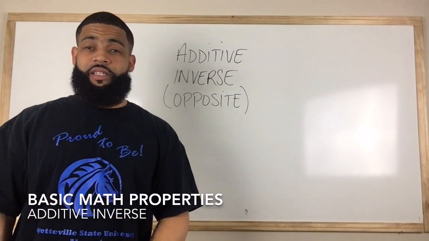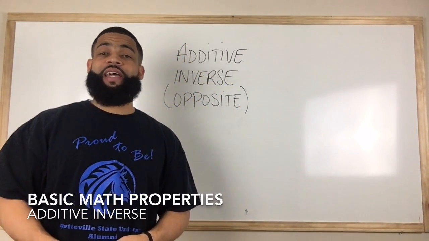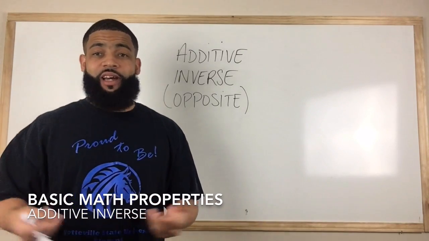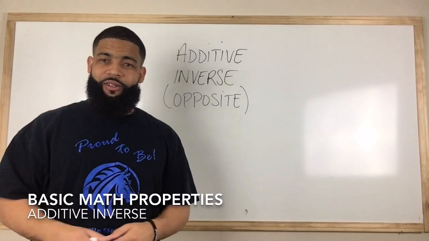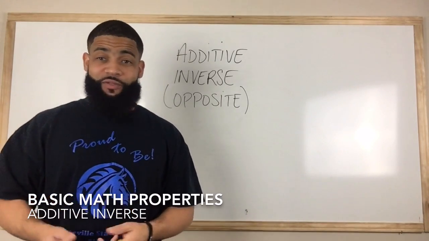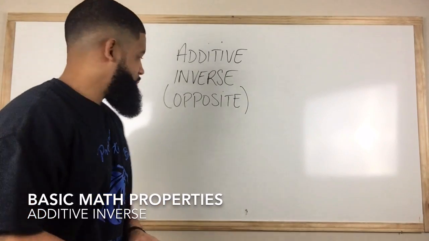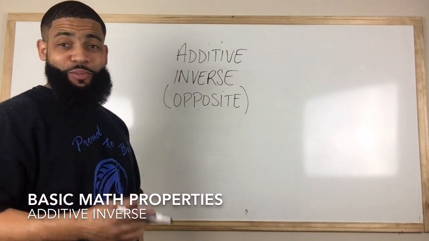Along with the additive identity of a number, we have to talk about the additive inverse. The additive inverse is nothing but a fancy way of saying the opposite of some number or some value. So if you hear the term additive inverse, it's just simply talking about the opposite of that number. So we'll go again with the variable a.